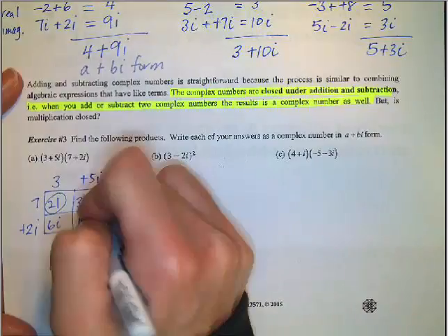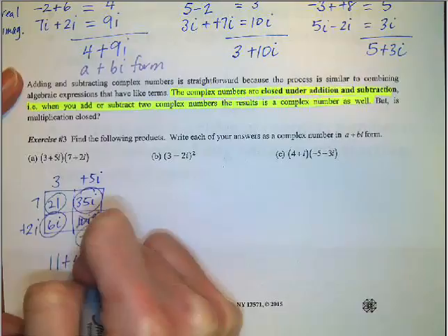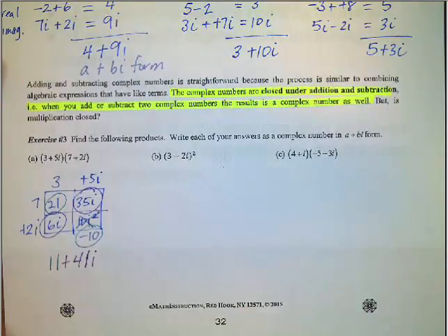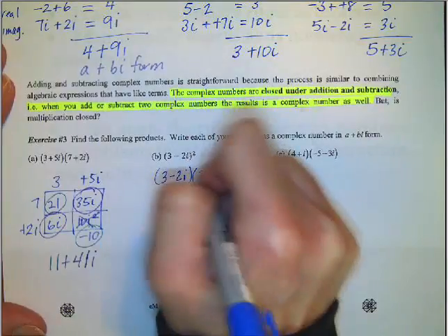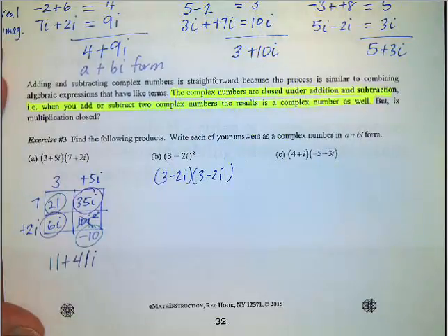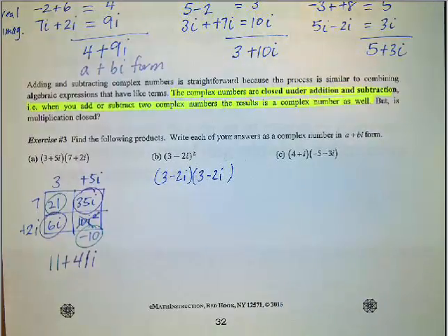And then I have 35i plus 6i, which is 41i. And again, it has to be in a plus bi form. All right? So hopefully you remember on the second one, squared means to write this twice. So this is exactly like this one. So go ahead, pause the video, try B, try C, and then continue when you're ready.